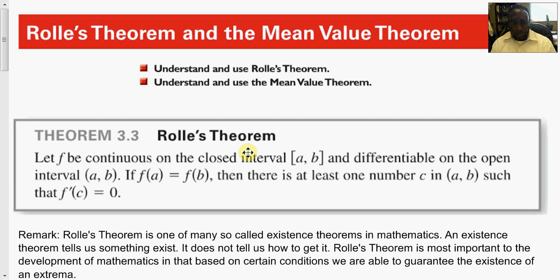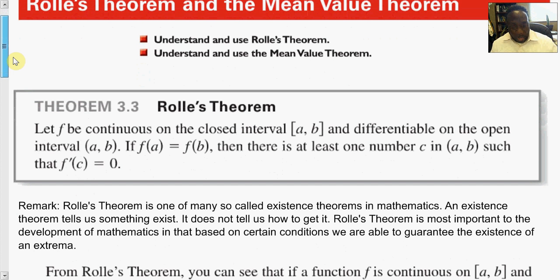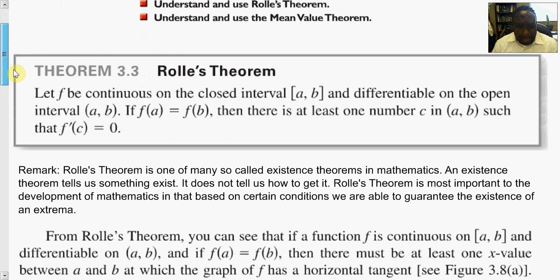It has two important predicates as it starts. Let f be a continuous function on a closed interval [a, b], and let f also be differentiable on the open interval (a, b). Those are the two very strong predicates in the build of the theorem. If that is the case, then if f(a) is equal to f(b), there is at least one number c in (a, b) such that f'(c) is equal to 0.